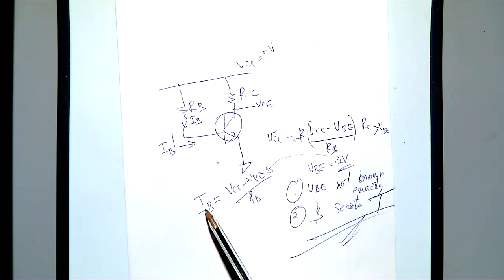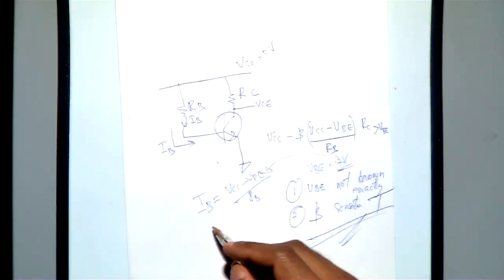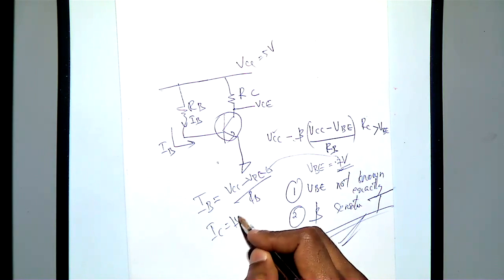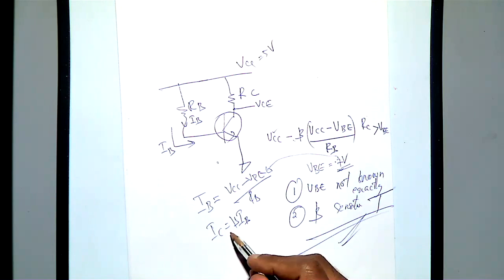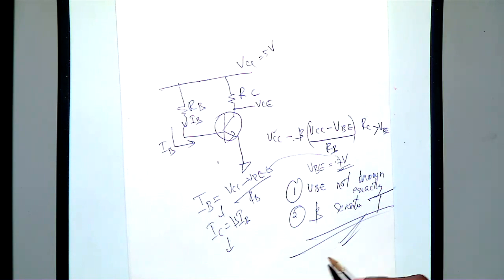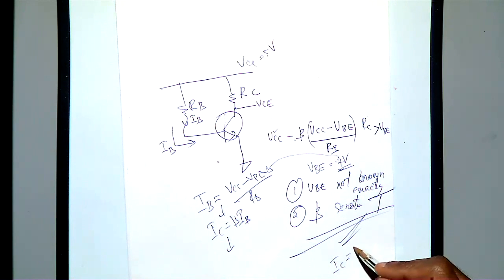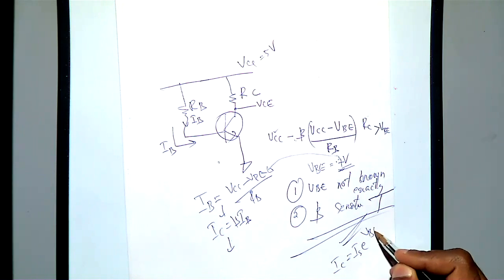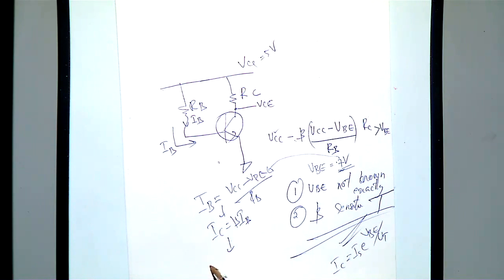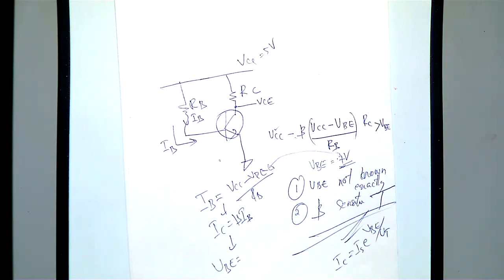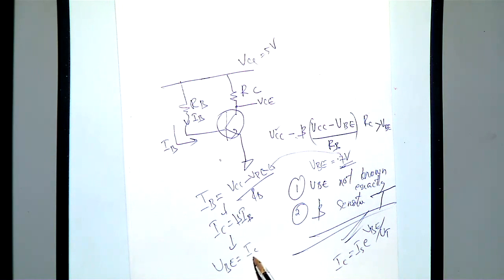I will put this value here and get IB. Then I will find IC, which is equal to beta times IB. Then I can use IC equal to IS exponential VB by VT, so I can write VB. So what is the value of VB? IC by, what is the value of VB here?